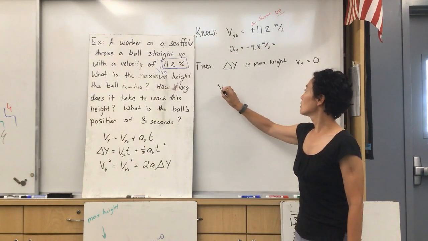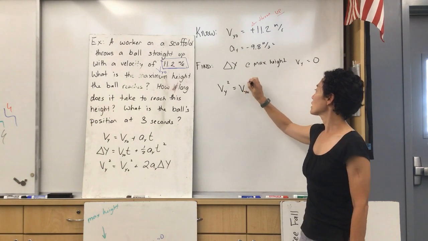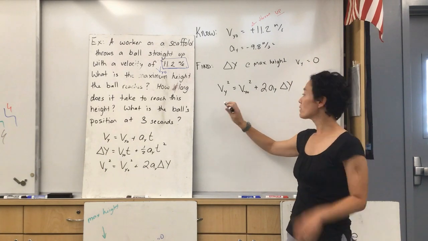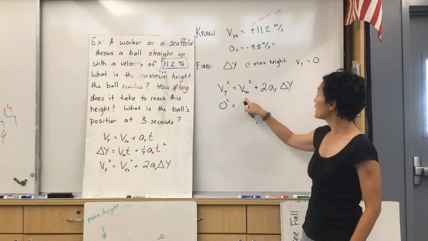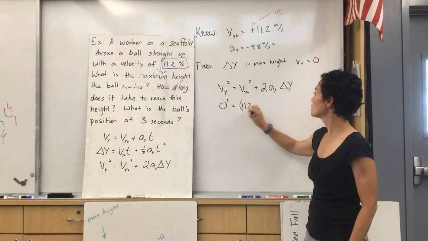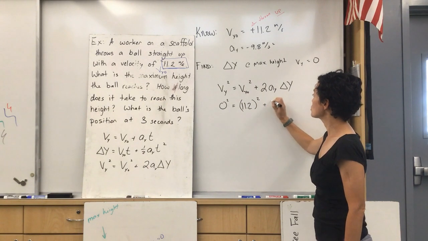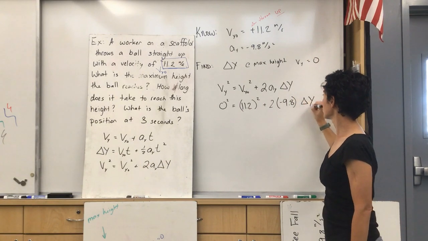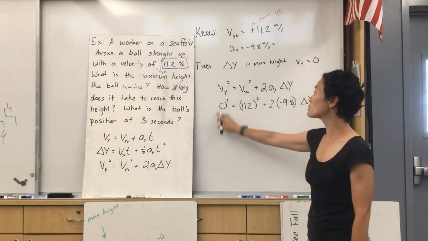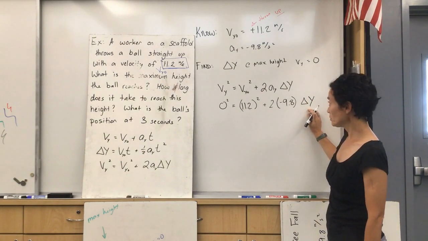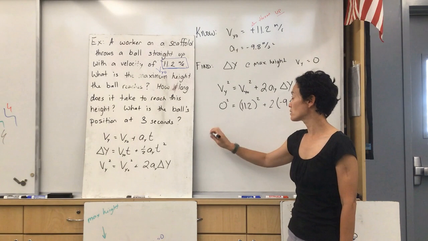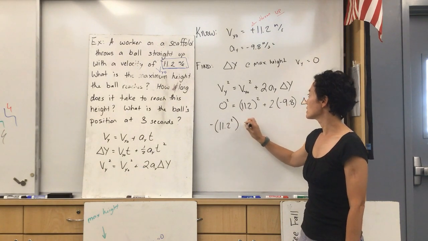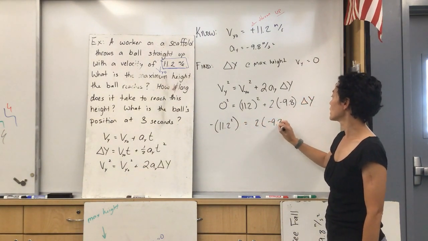So Vy squared is equal to Vy naught squared plus 2ay delta y. I know at the very top my y velocity is 0. I know my initial y velocity is 11.2 squared plus 2 times ay, which is always negative 9.8. And we're trying to find our delta y. So this becomes a matter of algebra. Here's your unknown. You can think of it as, I have to bring this over to the other side, so this would be negative 11.2 squared is equal to 2 times negative 9.8 delta y.